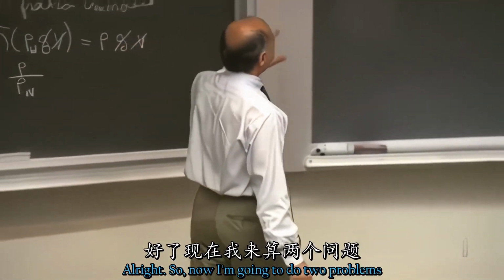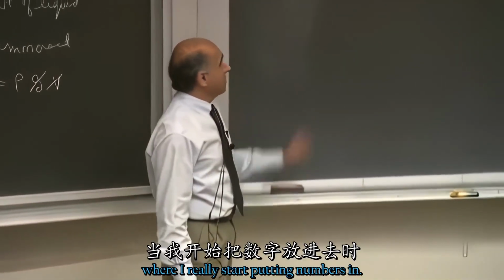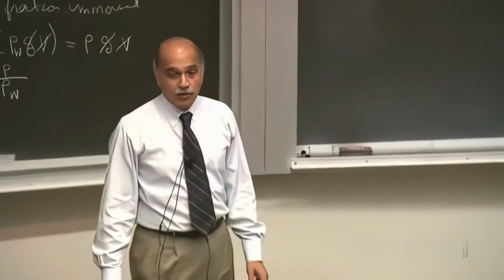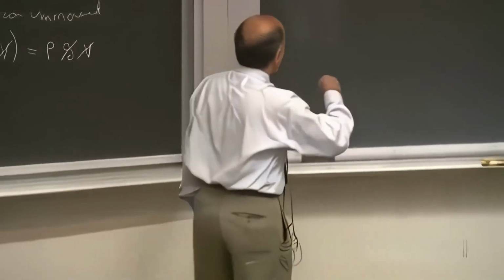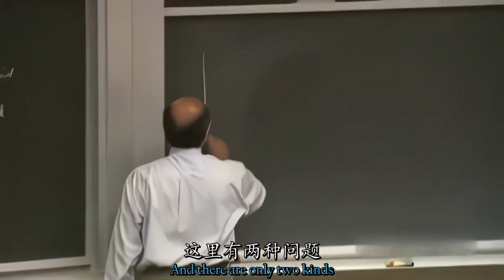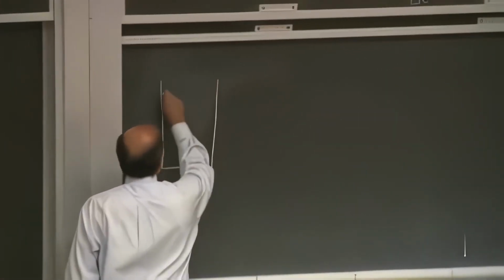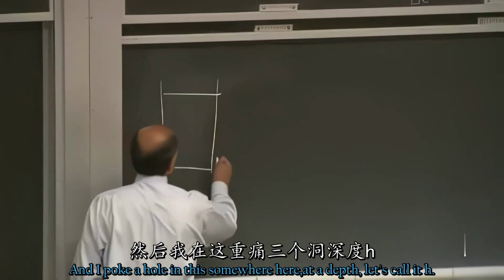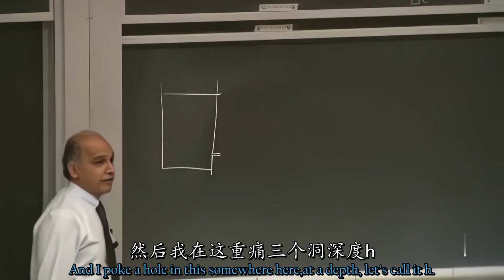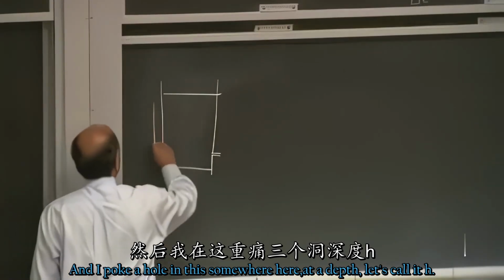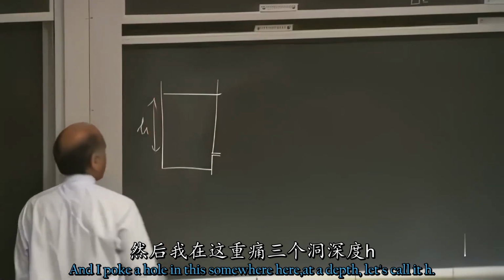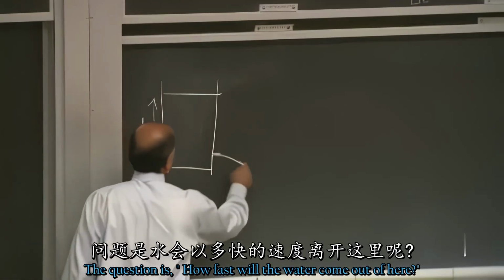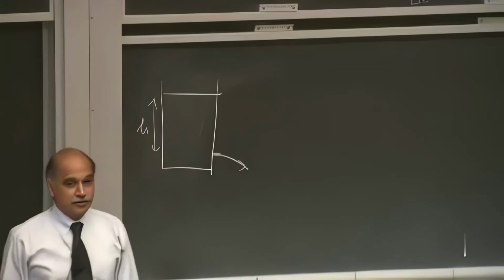All right. So now I'm going to do two problems where I really start putting numbers in. This is very qualitative. I'm going to do quantitative problems, and there are only two kinds. So when we are done, we're done. Here's a tank of water, and I poke a hole in this somewhere here at the depth, let's call it h. Question is, how fast will the water come out of here.